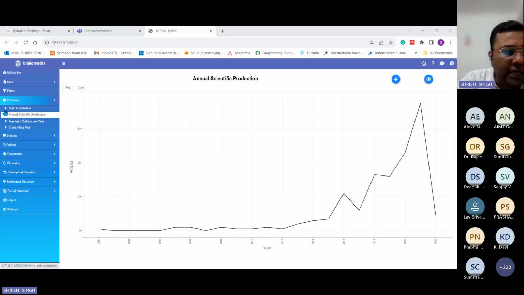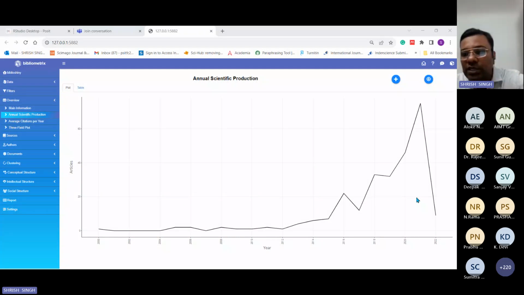So what I have done in the overview, I have clicked on annual scientific production, right? So you can report this graph also. Are you able to see it? Yes, sir, it is visible. Right. So here you can see that the data has a time span from 2000 to 2022. You can easily analyze that the highest annual production is in 2021.